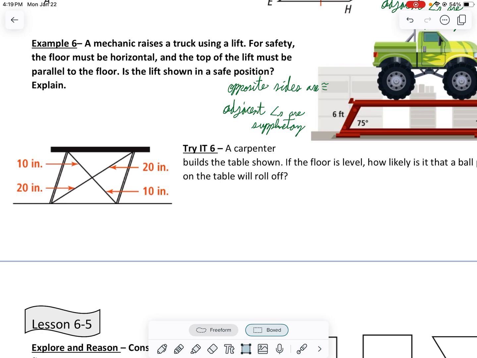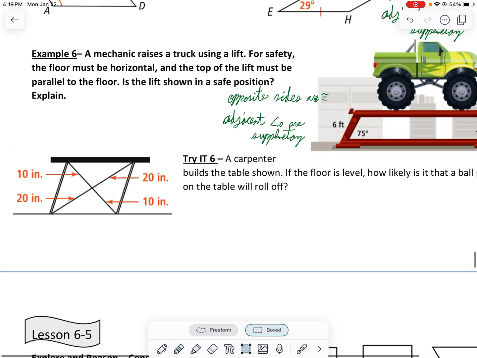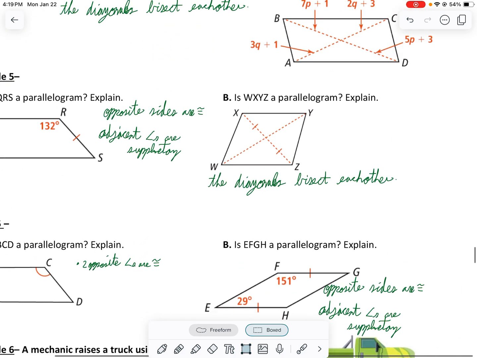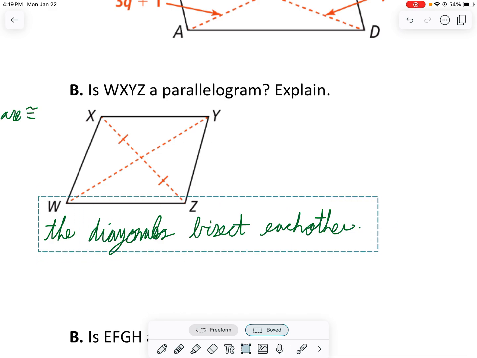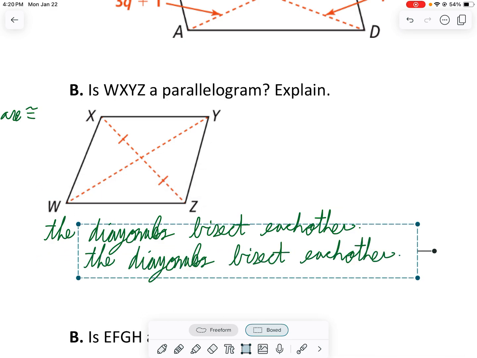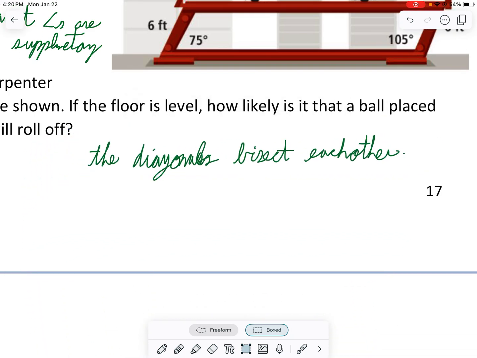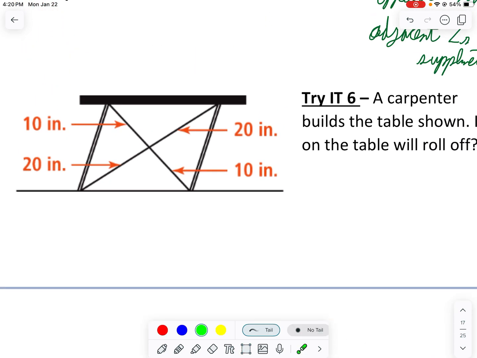All right. For the try it, we have the same structure that we're looking at. The same structure as this problem, as a problem here, that the diagonals bisect each other. So is this true in that problem? Okay. And notice you can see the diagonals right here.